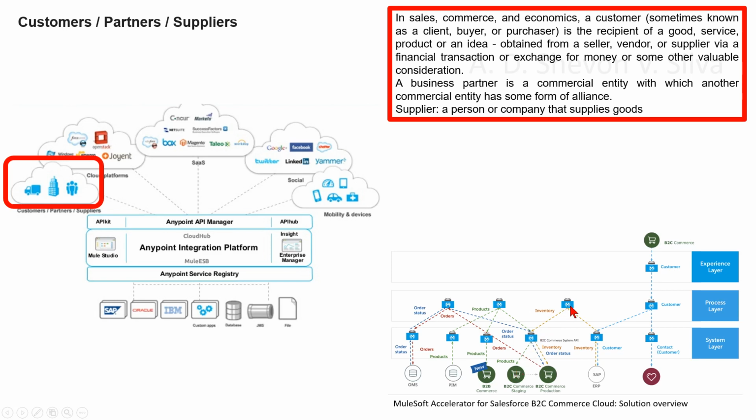Here you can see inventory in the process layer. SAP ERP is connected to Mule in the system layer, and inventory is passed from SAP ERP to Mule, and here the Mule is connected to Mule in the process layer, and inventory is connected to Mule in the system layer. Here inventory is passed from Mule in the system layer to B2C commerce production.